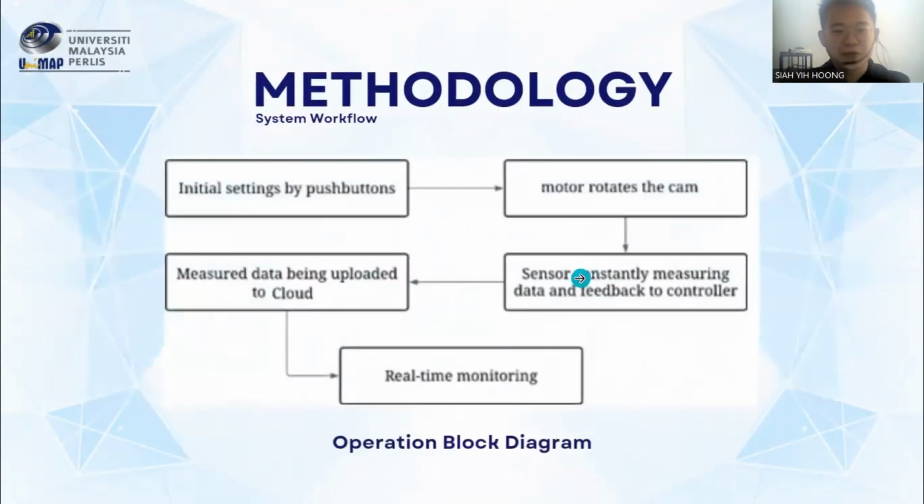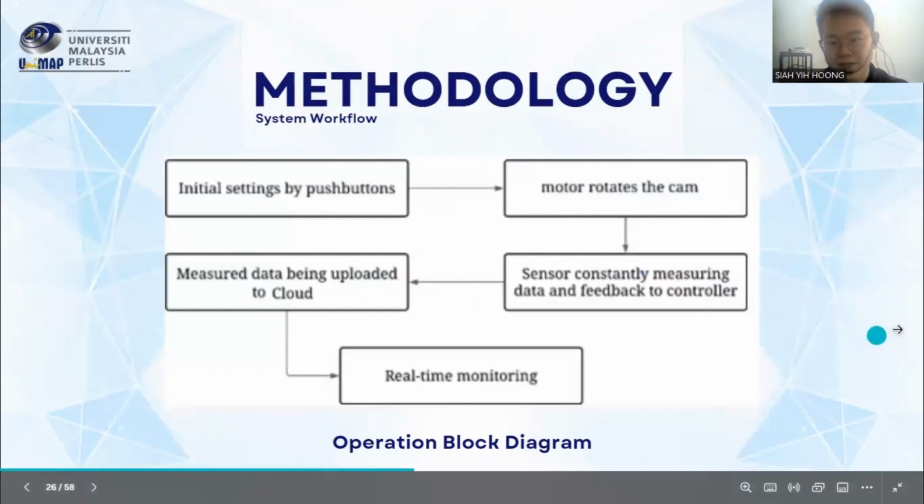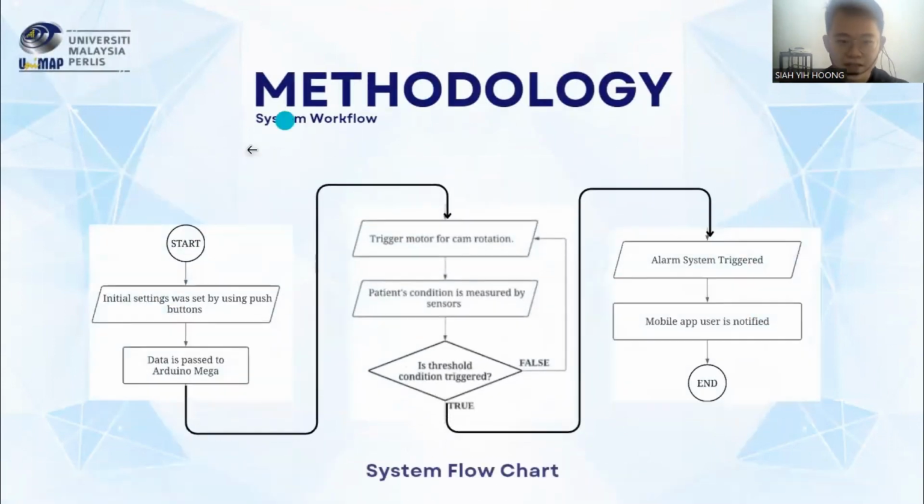Now we're going to see the methodology for the system workflow. The ventilator operates by settings from push buttons. The parameters for the breathing period are set by the push buttons, and whenever they are set, the motor will start to rotate with the period set before. Then the sensor will start measuring data from the patient and send the data to the real-time database, and then we can achieve real-time monitoring.